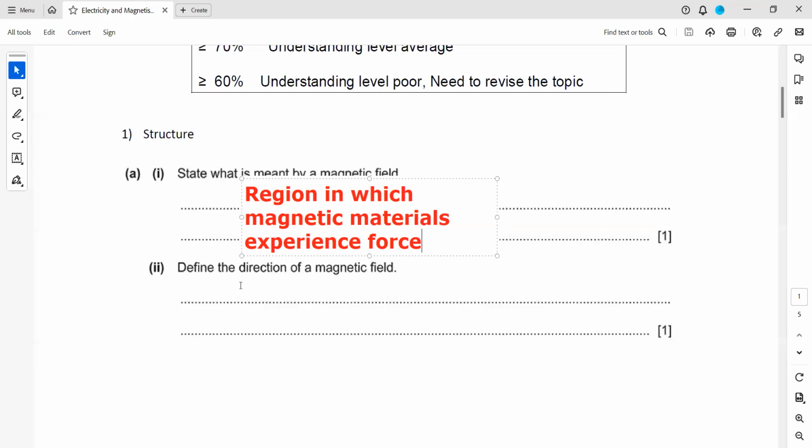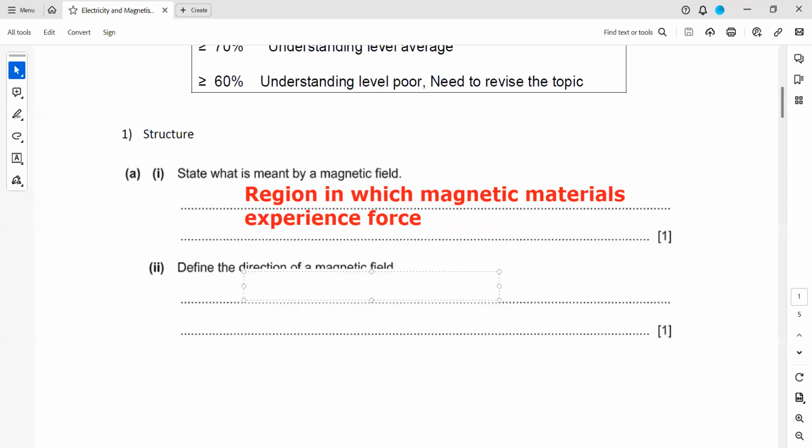Then what is the direction of a magnetic field? How do we define the direction of a magnetic field? The direction of a magnetic field is actually the direction of force on the North Pole. Like which side the North Pole experiences the force, that refers to the direction of a magnetic field.